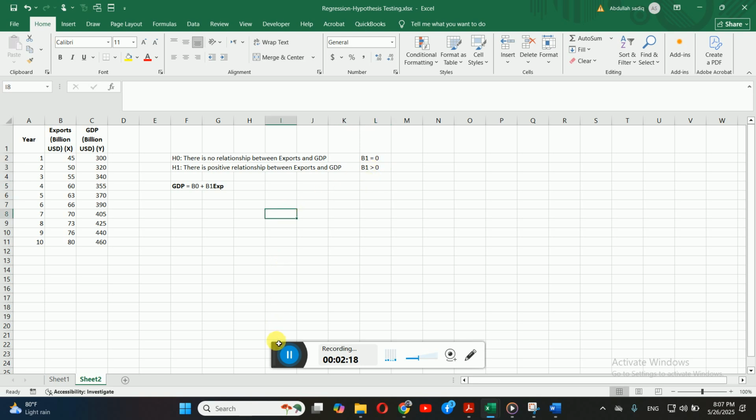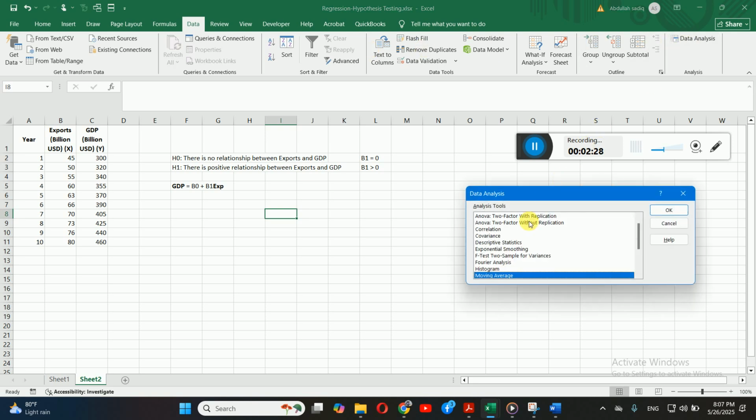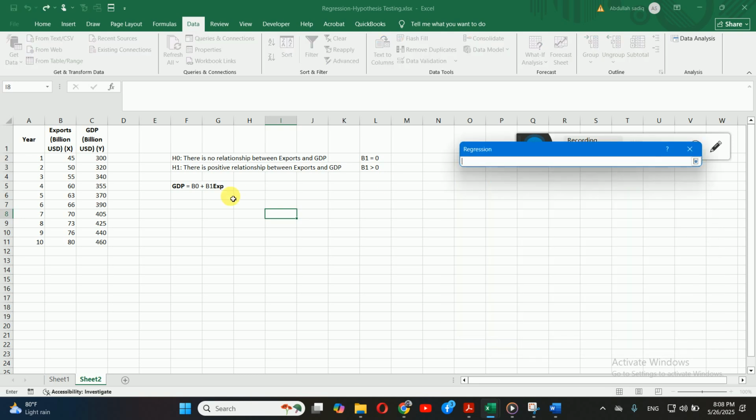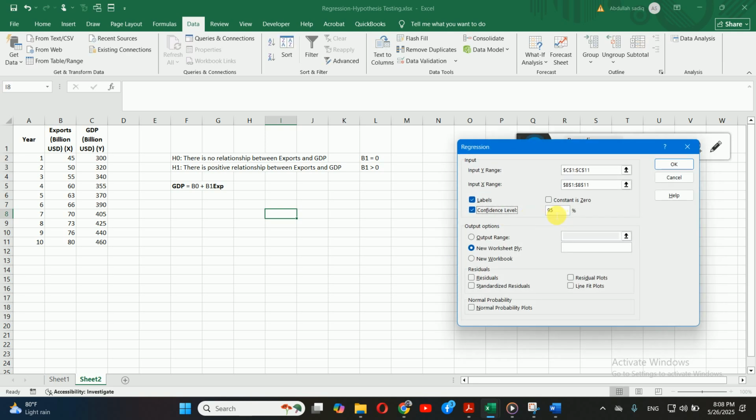But in hypothesis testing, I should check whether it is significantly different from 0 or not. For this purpose, I'm using Excel, and I'm giving you the concept of hypothesis testing. In data, we have data analysis, dear students, and here we have regression. Take your y variable, and then take your x variable. Include the labels, and the confidence interval is 95%. This is really important. So the alpha significance level is 0.05, and if the p-value is less than 0.05, we reject the null hypothesis.